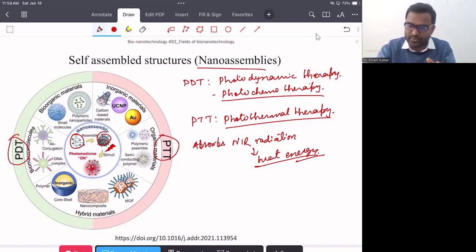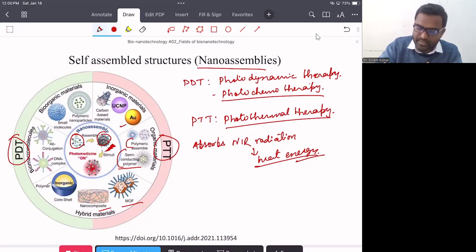So using this, you can kill the cancer cells in the body. Here we can use either polymeric assemblies, maybe semiconducting polymers, these organic materials in PTT, or maybe we can use MOF materials, nanocomposite materials, or gold nanoparticles, carbon-based materials, or UCNP materials. So these materials can be used in this PTT application.